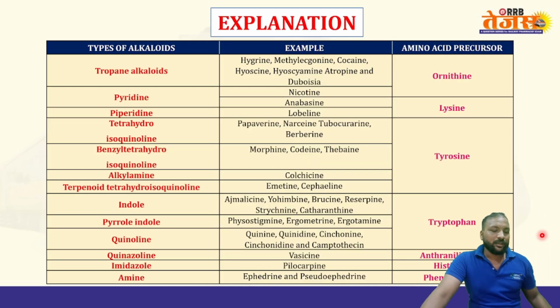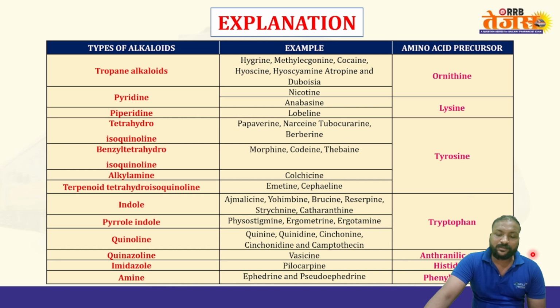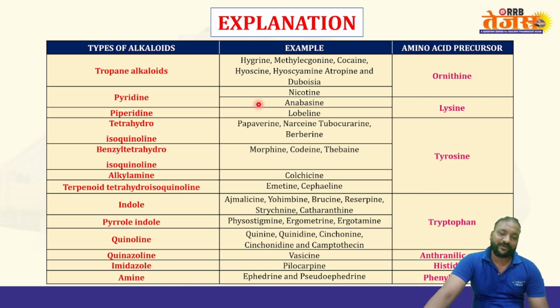You can see the explanation here. You need to know quinoline alkaloids can be produced by tryptophan. It is a very important table. You need to remember it because these are all the amino acid precursors, these are examples of the secondary metabolites synthesized by these precursors, and this is the classification. Please go through this slide. Tropane alkaloids, pyridine, piperidine, tetrahydroisoquinoline, benzyltetrahydroisoquinoline, indole, pyrroloindole, quinoline, quinazoline, imidazole, amine. These are the examples, and these are the precursors.